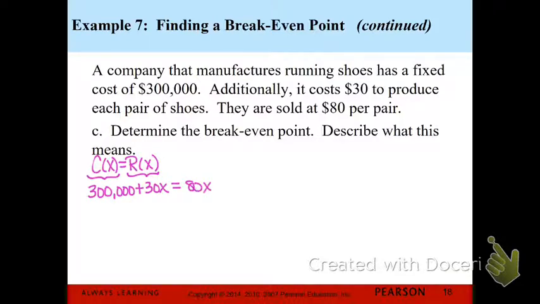80X. And can we solve for X? Because we want the break-even point. So we're looking for an ordered pair of point. We want an X and a Y. So what am I going to do? Good. And so 300,000 equals 50X. Now what? Divide by 50. And so we get X equals 6,000.